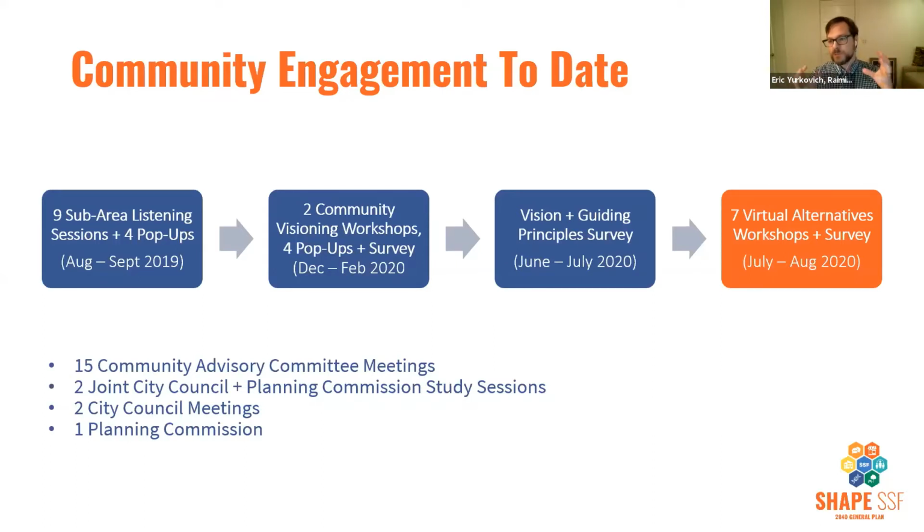We took all that information and pulled it together and then had a series of community visioning workshops and pop-up meetings to hear what your vision was for the future as a community. We took feedback from all that, and then during the pandemic launched an online survey articulating the vision, core values, and guiding principles for the general plan, which I'll talk about in just a moment. And then in the summer, we hosted a series of virtual workshops focused on land use alternatives in South San Francisco. Throughout the process, we've had a number of other meetings, 15 with our Community Advisory Committee, as well as numerous meetings with Planning Commission and City Council.